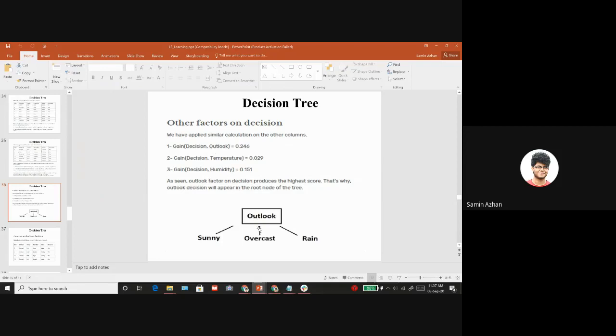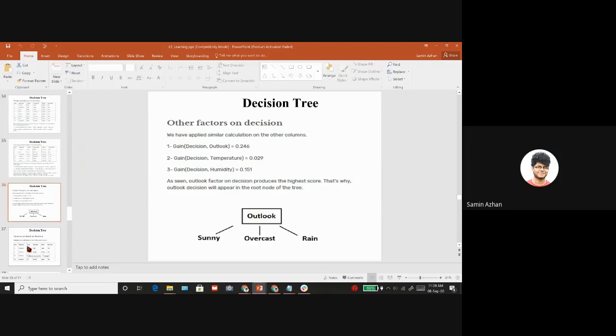So we are starting to draw a tree. This is our root node. There are three possible values for outlook: sunny, overcast, and rain. So far we just drew one node, a root node. Now we have to try and complete the tree. We have to decide what should happen when outlook is equal to sunny, when outlook is equal to overcast, when outlook is equal to rain.